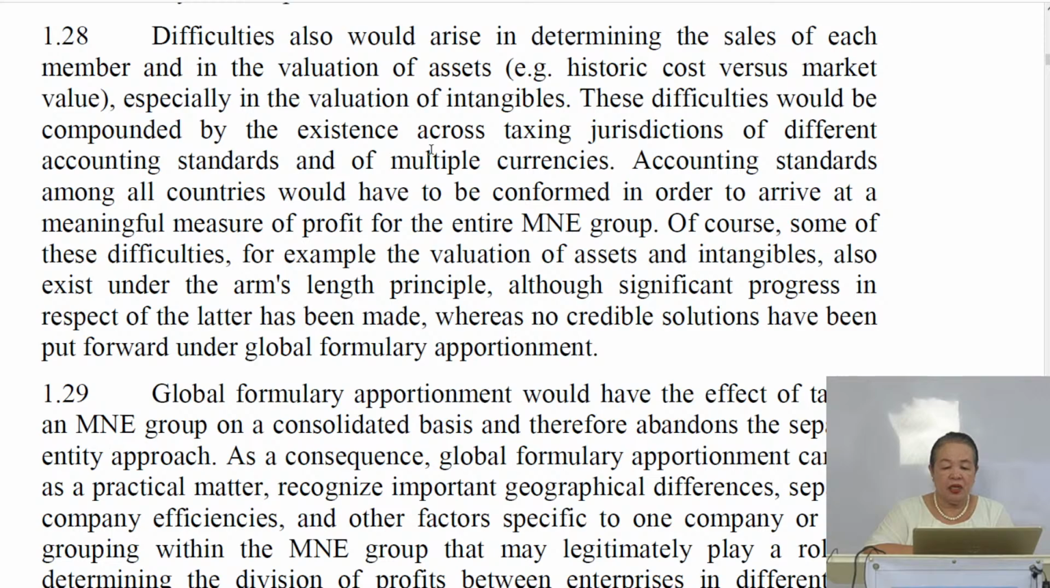constraints, no? Accounting standards among all countries would have to be conformed in order to arrive at a meaningful measure of profit for the entire MNE group. Of course, some of these difficulties, for example, the valuation of assets and intangibles, also exist under the arm's length principle. Pareho lang, no, na may mga problema, both global formulary and the arm's length, no? Although significant progress in respect of the latter has been made, mas lamang na yung arm's length principle. Kasi may mga kagaya dito sa transfer pricing guidelines na to, meron na tayong mga guidelines about intangibles, no?